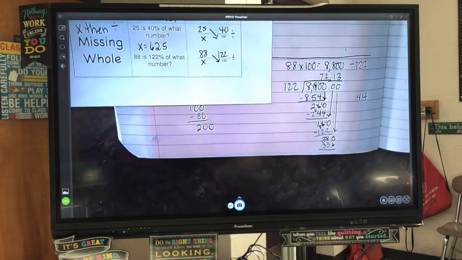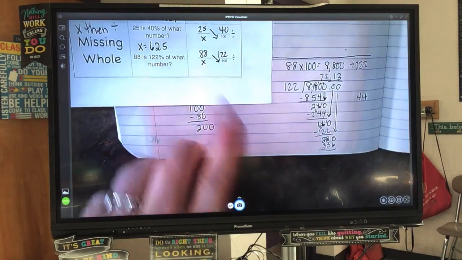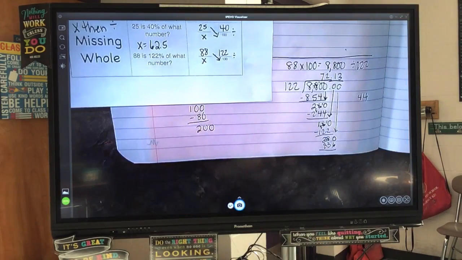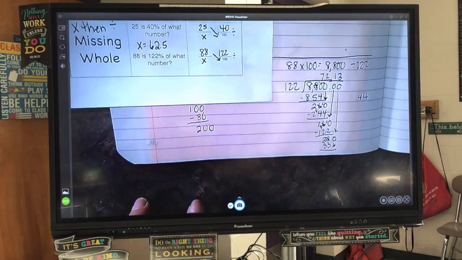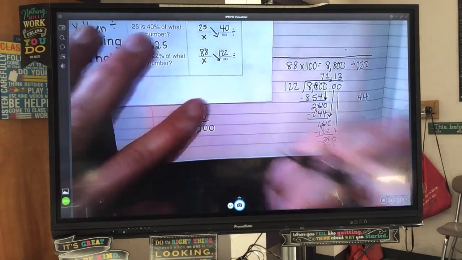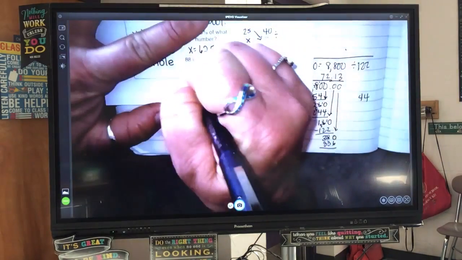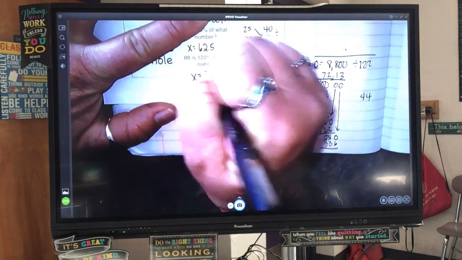Alright, so like I said, we're stopping, so our answer for this one is, try that again. 88 is 122% of what number, and that would be 72 and 1300.